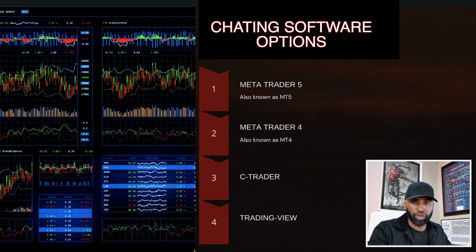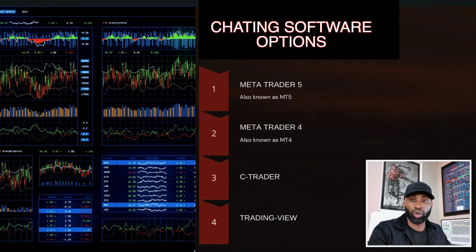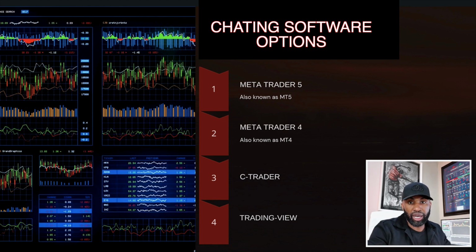But I use TradingView. I analyze all my charts and all my trades on TradingView. I think it is better, in my opinion. I think it has a lot more options. TradingView is really great. So you have the ability to analyze in TradingView and then go enter your trades on your broker's platform.